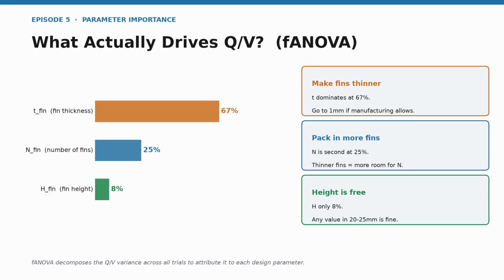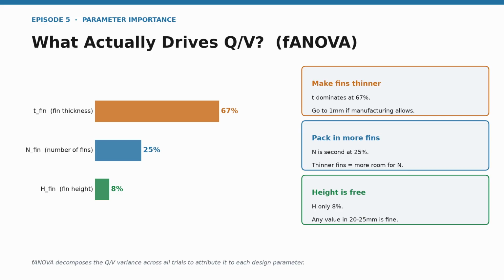The result: fin thickness accounts for 67% of the variance. Fin count is 25%, fin height is 8%. The t dominates. The practical implication is enormous. If you're a designer with budget for one manufacturing improvement, invest it in tighter fin tolerances, not taller fins. Going from 2 mm fins to 1 mm fins nearly doubles Q over V at fixed count. However, going from 25 mm fins to 35 mm fins barely moves the needle.